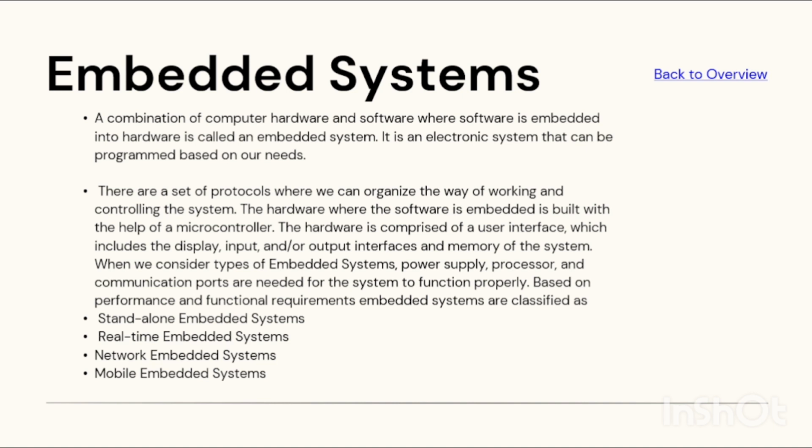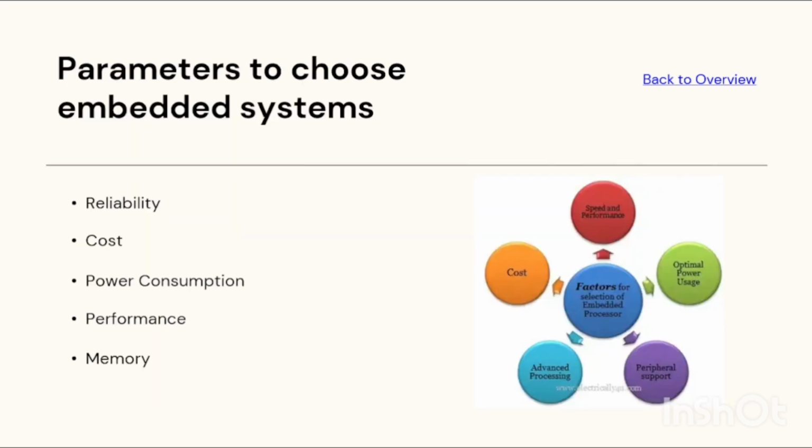and the need for the system to function properly. So these are all things that are needed for the system to function properly. Based on the performance and functional requirements, embedded systems are classified into four types: standalone embedded system, real-time embedded system, network embedded system, and mobile embedded system.